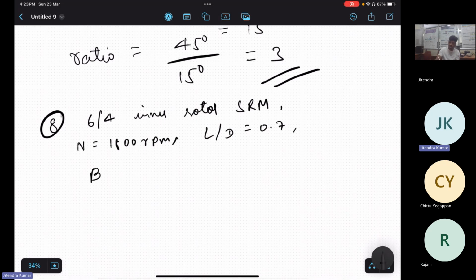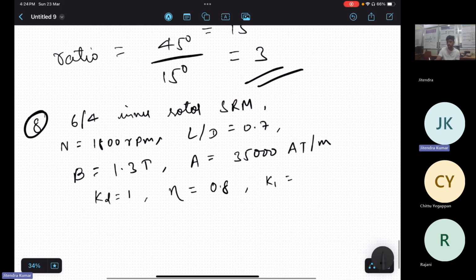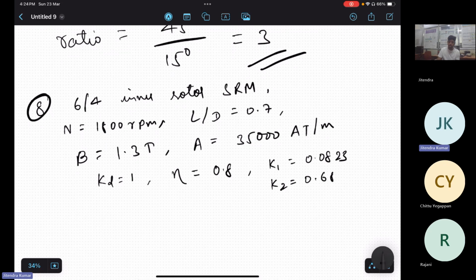B is 1.3 Tesla. Electric loading is 35,000 ampere turns per meter. Duty cycle is 1, so KD you can take as 1, and 80% efficiency of the machine. Now K1, K2 also are given, so you know what you have to calculate. You will have to calculate power, 0.68. So you need to calculate bore diameter and stack length. Yes, sir, we will calculate.